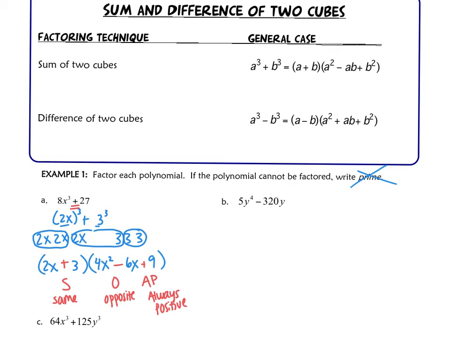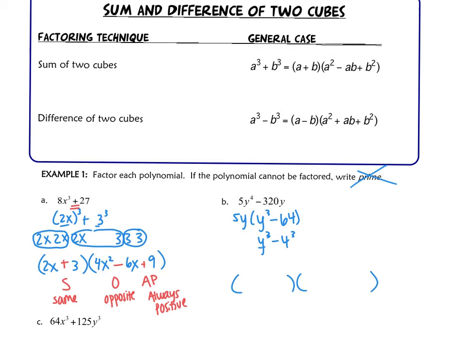Let's look at B. 5y to the fourth minus 320y. Is there a GCF? Yes, there's a GCF. So make sure you pull that GCF out. I can take out a 5y. I then have y to the third minus 64. Is this a cube? Yes, it is. This is y to the third minus 4 to the third. So let's write out our factors.